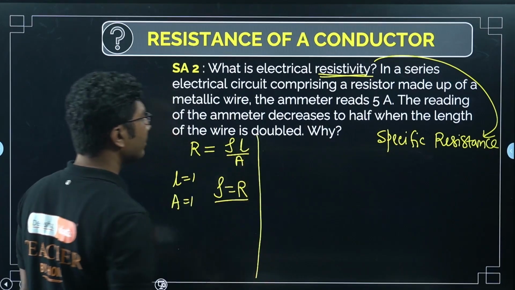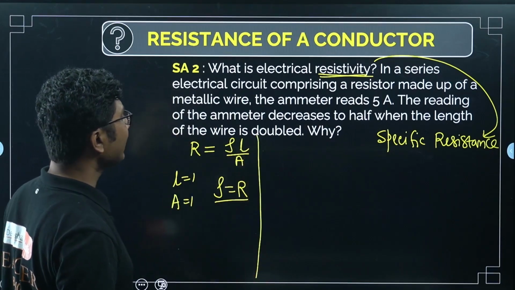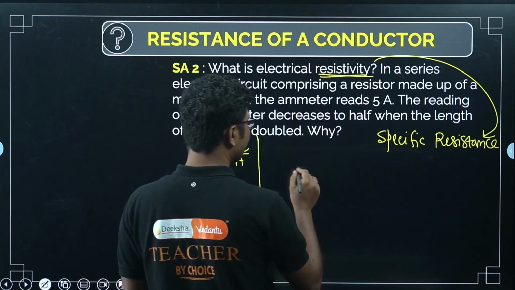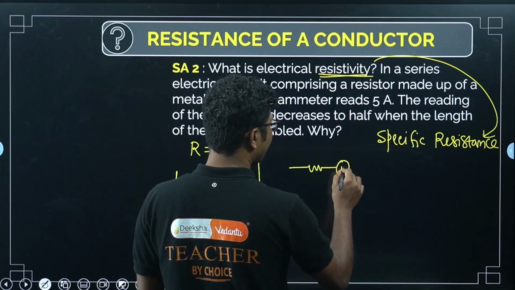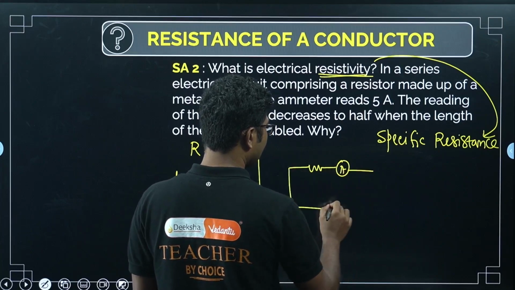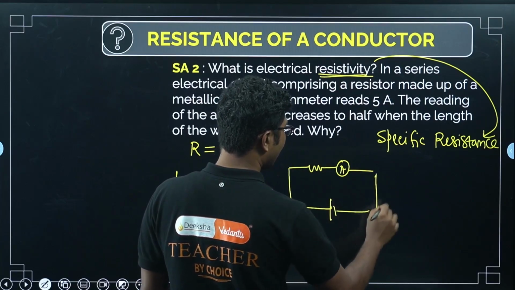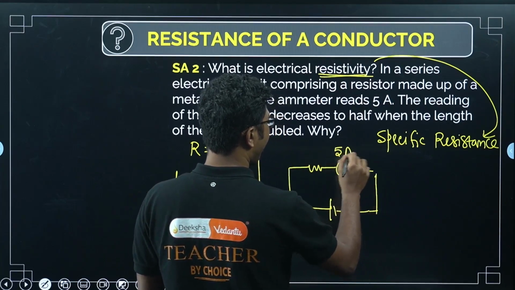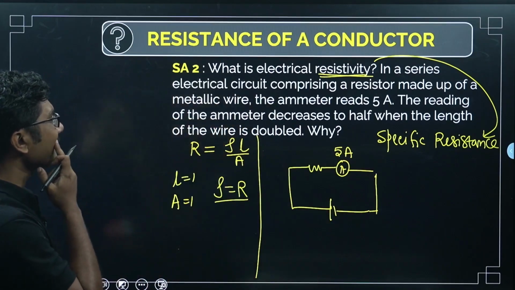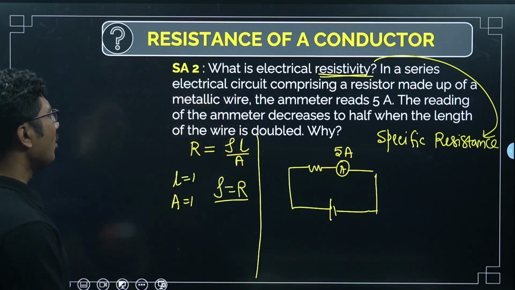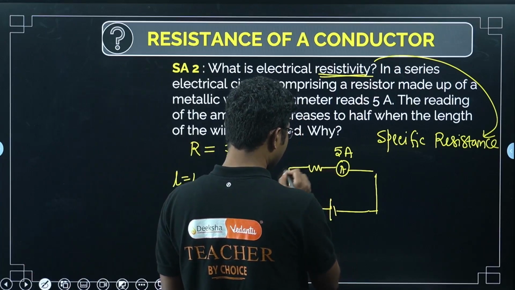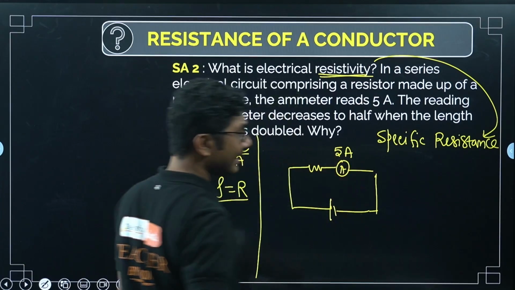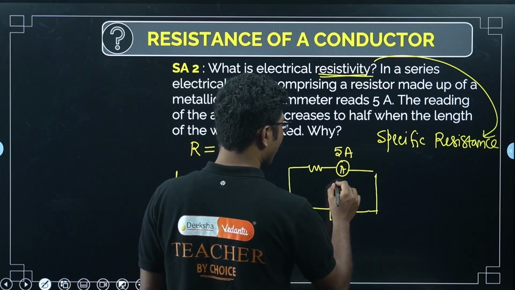Now let's look into this problem. In a circuit there was some resistance, an ammeter, and some battery, and the current was 5 ampere. Now they have said that the reading of the ammeter decreases to half when the length of the wire is doubled. So when the length of the wire is doubled, the current decreases to half, the current becomes 2.5.